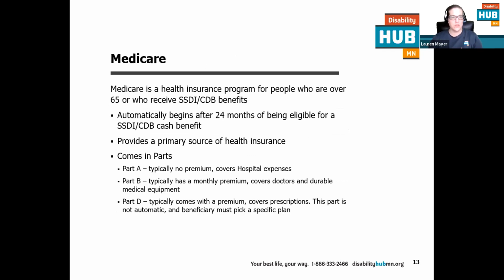With SSDI and CDB, the health insurance program that goes along with that is usually Medicare. It's either for people on those benefits or people who are over the age of 65, but I think a lot of the people in this room are probably more in the category of being on SSDI or CDB benefits. For these benefits, Medicare itself is going to automatically begin 24 months after you become eligible for the cash benefits.